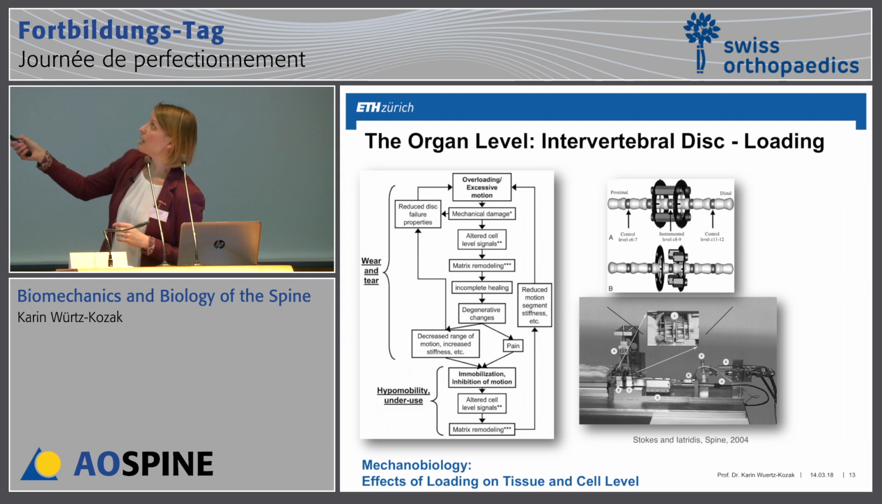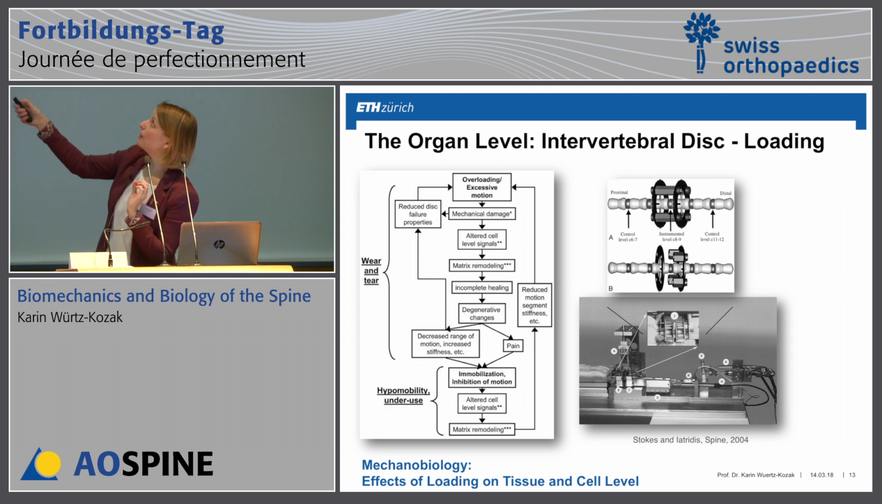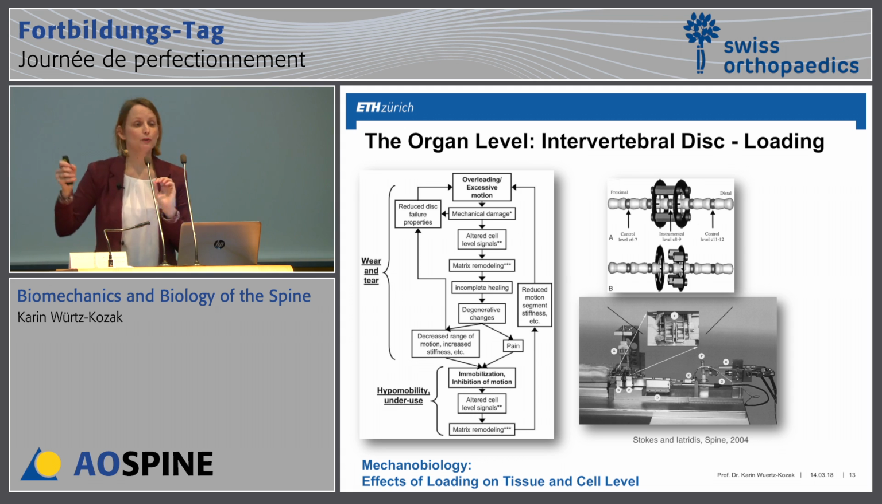So this would be an example of a rat tail compression model, where you have a rat tail and you put pins through the vertebra with one intervertebral disc in the middle. Then you have these rings for stabilization, and you put a loading device on, and these two rings get compressed. You can do that for as long as you want, and you can also change the frequency and the magnitude of the loading, and then determine what happens in the intervertebral disc on a cellular and molecular level.